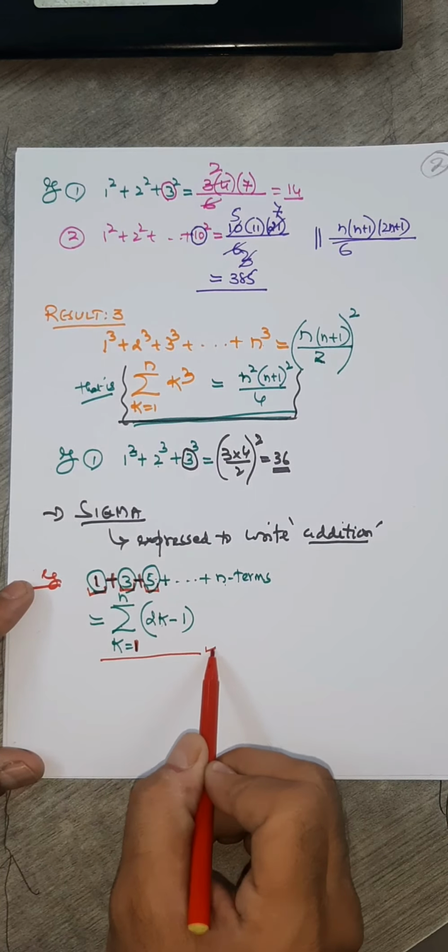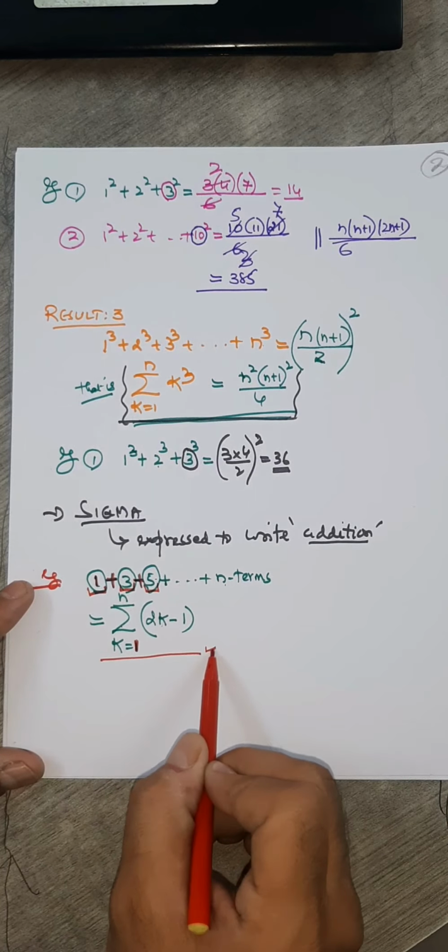But if you have multiplication or division, you cannot take the sigma inside. So this is not true. Sigma ak into bk, if I write it like this, sigma ak into sigma bk, these two will never be equal. And same thing for division. So if you have multiplication, you cannot take the sigma inside. If you have plus or minus, you can take the sigma inside.